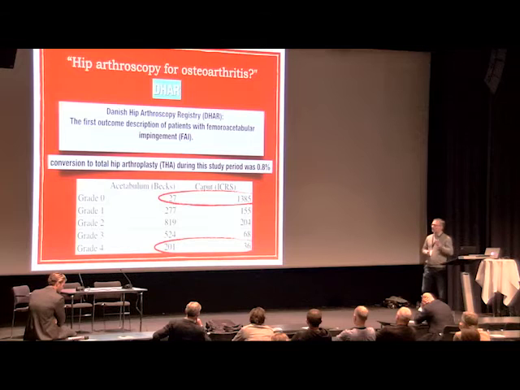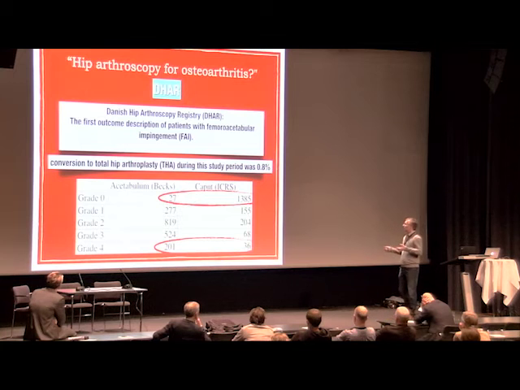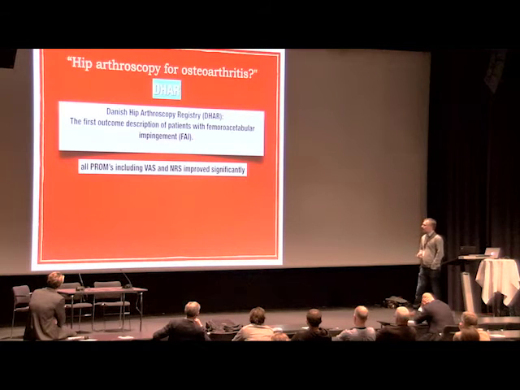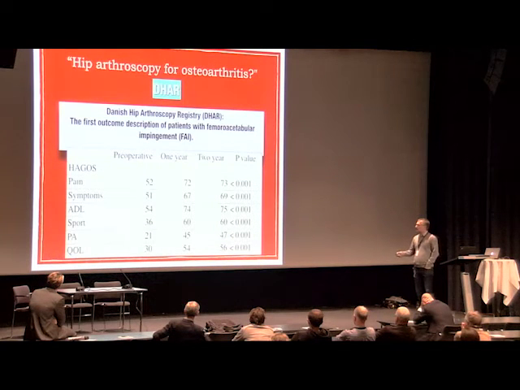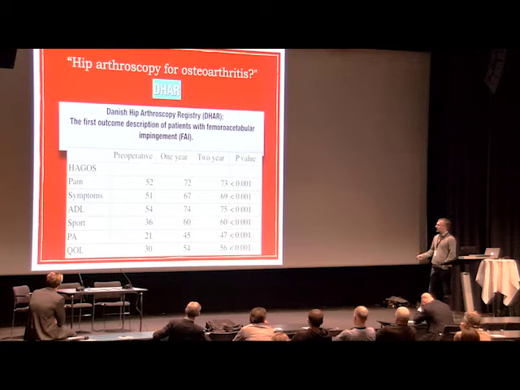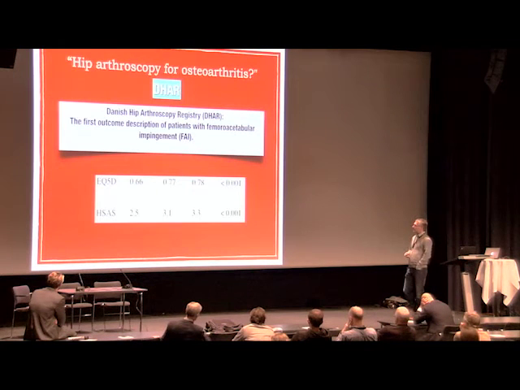In this time frame, we had a revision or conversion to total hip arthroplasty under 1%, but it's a very short follow-up. All the patient-related outcome measures in this group improved significantly. Here we use the HAGOS, the Copenhagen Hip and Groin Outcome Score, and the patients get better. There's not much change from 1 year to 2 years. And also with the EQ-5D and the Hip Sport Activity Scale, there's a significant improvement.